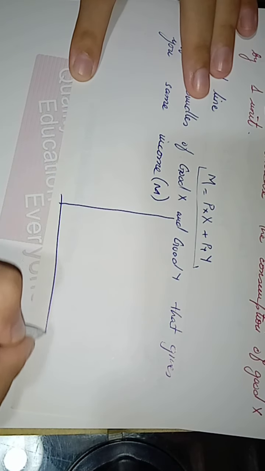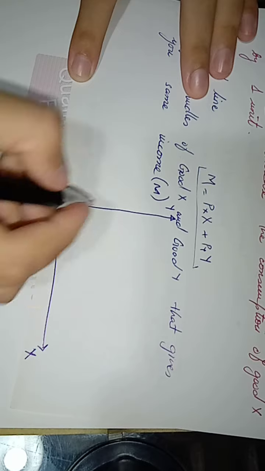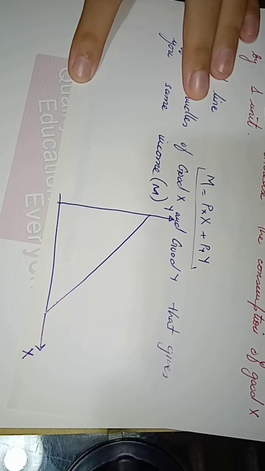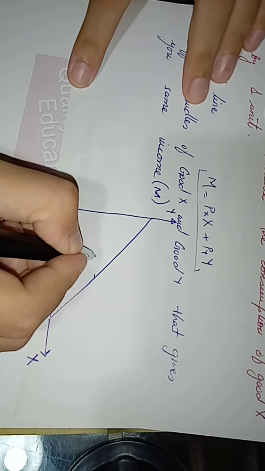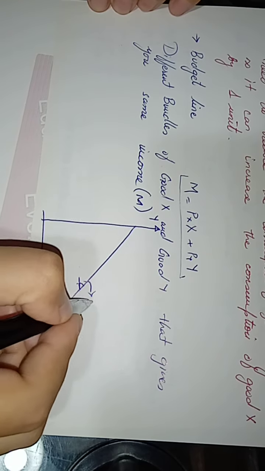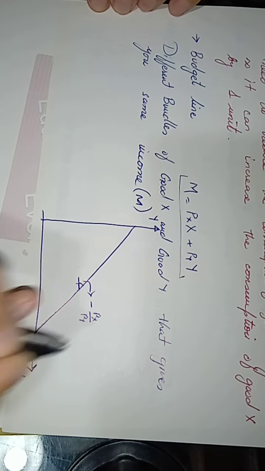So how am I going to draw that budget line graph? Over y, sorry, x is over here, y here. So the slope of it is known as this one, price of x over price of y.